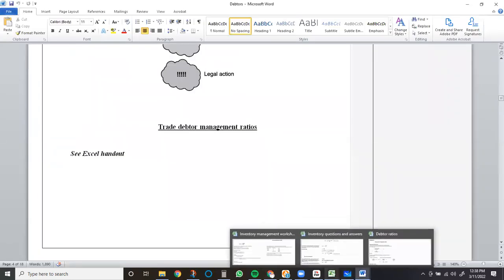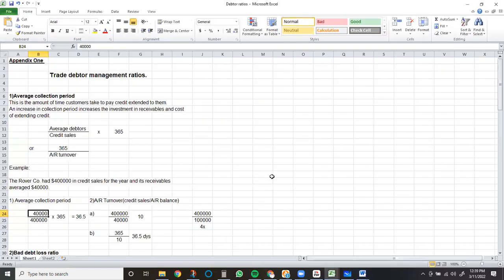So, looking at the handout here, sorry. So this is the collection period. And the turnover, of course, debtors turnover is another way of expressing it. Ideally, we would like to see a higher figure rather than a lower one, for the turnover, that is. Now, the turnover is credit sales over receivables balance. Okay, so this turnover here, just like this.